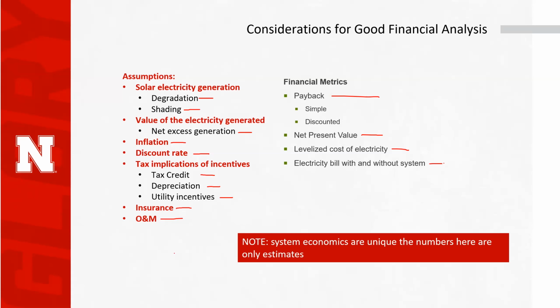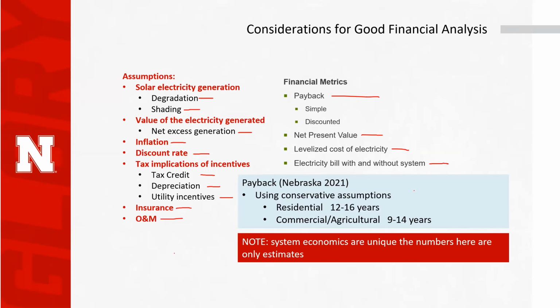And then looking at what will be our electric bill with and without the system. In Nebraska, I'm going to say this is true for 2022 as well. These numbers are pretty close. And then maybe the start of 23 is where we are now. When we use conservative assumptions, residential systems tend to come in at 12 to 16 years payback. I've not seen very many that are below that. I've seen a few that are a little above it, but that's a pretty good range for what I've been calculating the last couple of years.